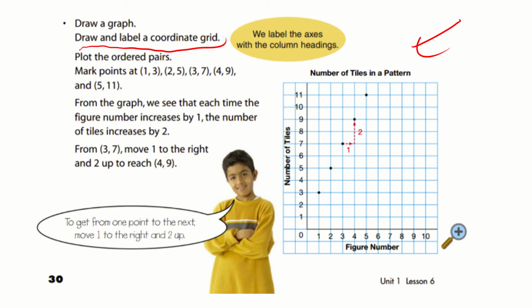So we took our table, okay, and we looked at our ordered pairs, and we had 1 and 3, 2 and 5, 3 and 7, 4 and 9, 5 and 11. So I'm going to show you how to plot after, even though you guys already know, but I want to talk about graphing for a second.